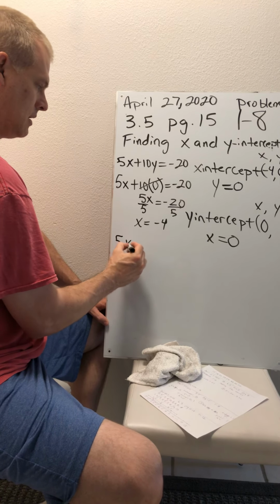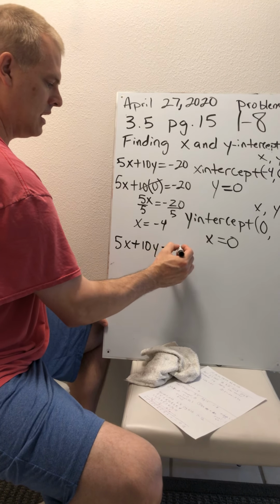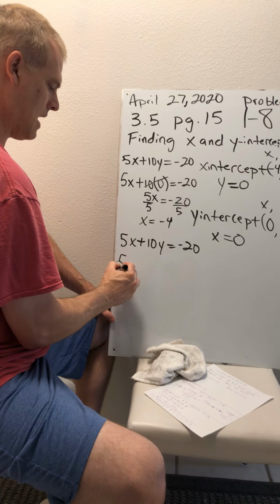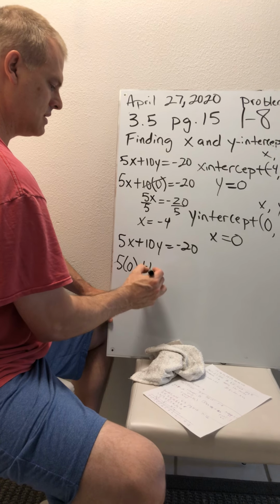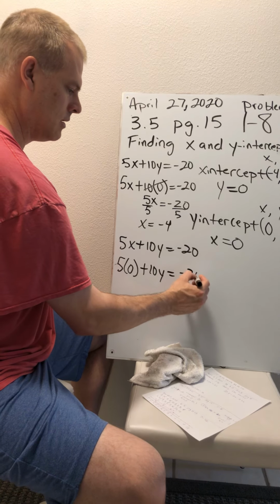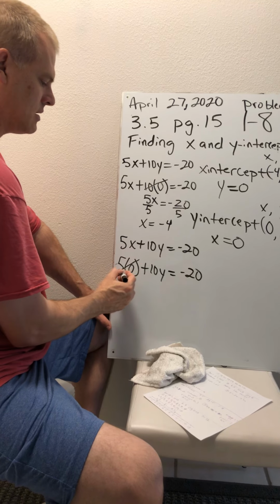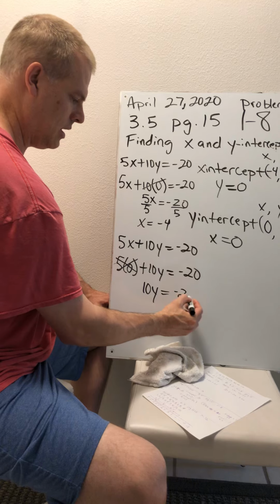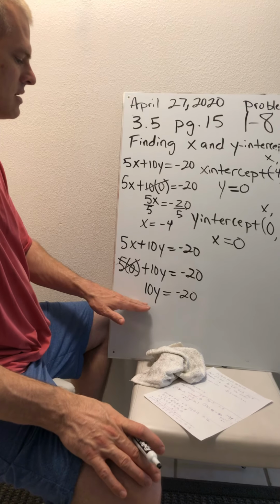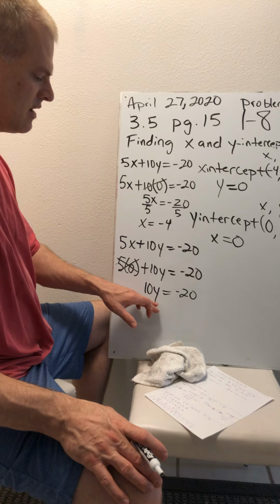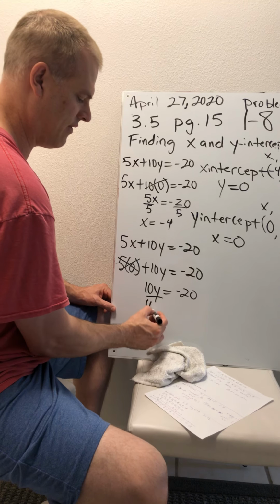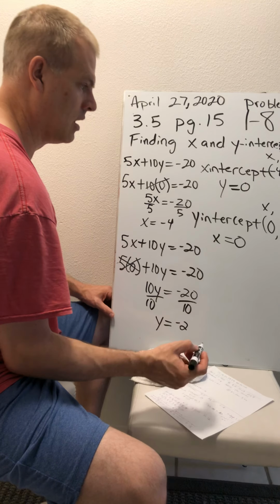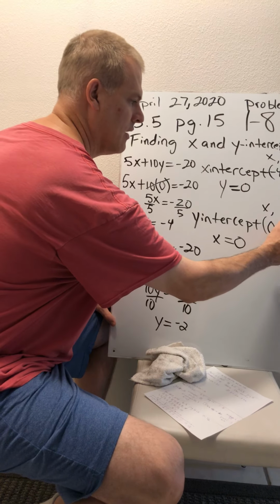So 5x plus 10y equals negative 20. So again, I'm going to take the 0, plug it in for x. So 5 times 0 plus 10y equals negative 20. So again, the 5 and the 0 cross out. What drops down? The 10y and the negative 20. So again, I'm at the part where I need to solve for y. The opposite of multiplication is division, so we're going to divide by 10. So y equals negative 2. So I take the negative 2 and I plug it in for y.